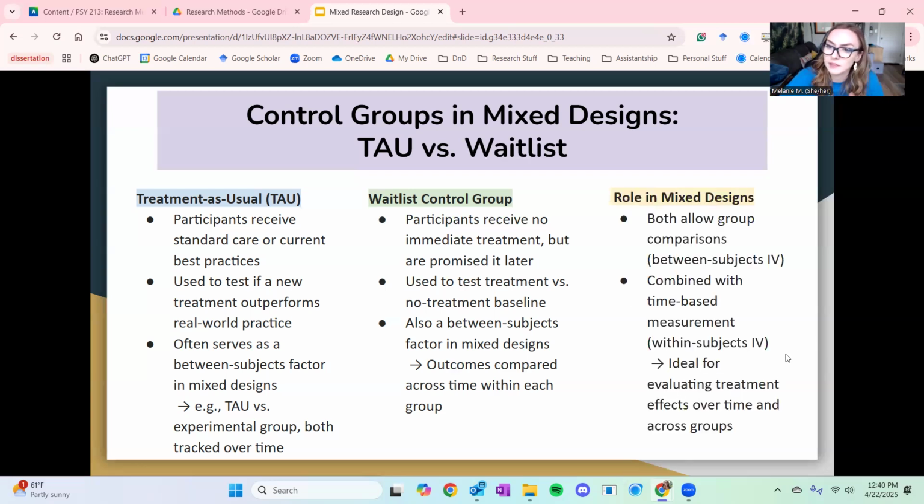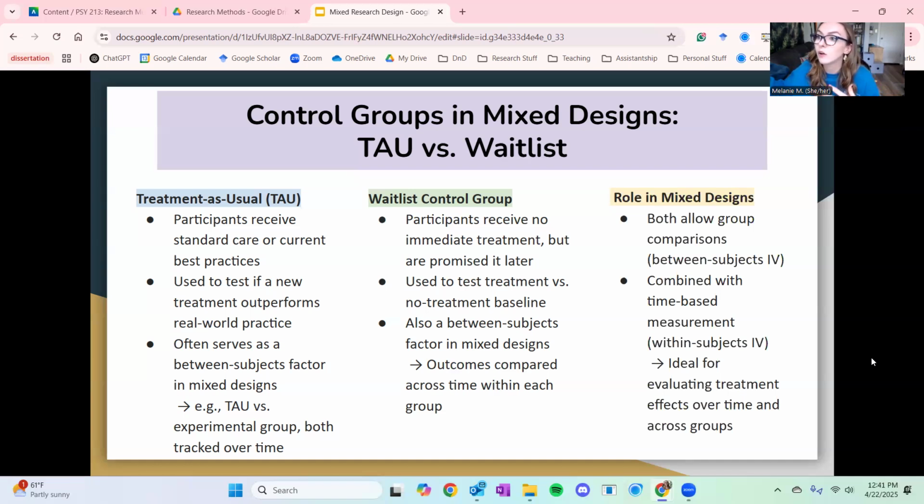And the role in mixed methods, again, is that it lets us allow for those group comparisons, and it's very helpful when we're combining it with a time-based component of measurement. I'm picking on treatment here just because it's helpful to talk through examples. It's really ideal to use some of these approaches when we're evaluating something like treatment. And if I had a magic wand and can do it all, I'd probably have a little bit of both. I would have a treatment as usual control group. I would have a waitlist control group, and I would have my different levels of treatment.